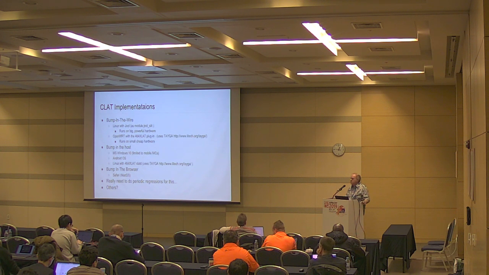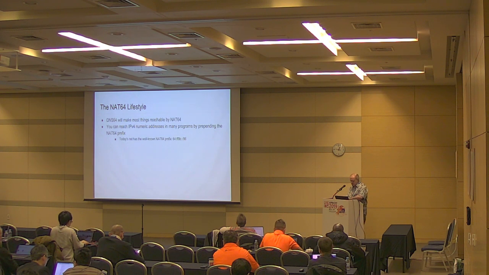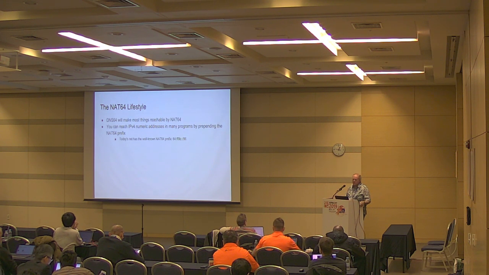And then there's bump in the browser, which we saw Safari was doing for the ClatD eyeballs thing. And I really need to start publishing results. So there are various things you can do with NAT64, especially if you craft numeric addresses. Like I talked about, I had a VPN which, for whatever reason, wasn't working out. And I tend to configure things like VPNs with numeric addresses anyway. But you can often put a V6 address in the form of 64:ff9b, et cetera, into those things, sometimes with brackets and other times without brackets, and fix things up.